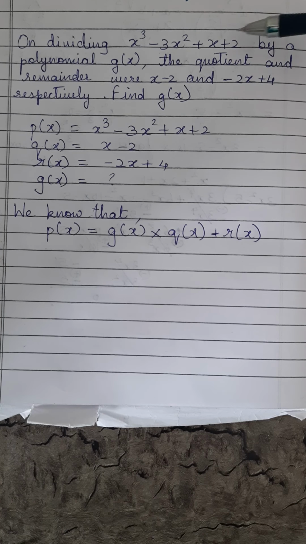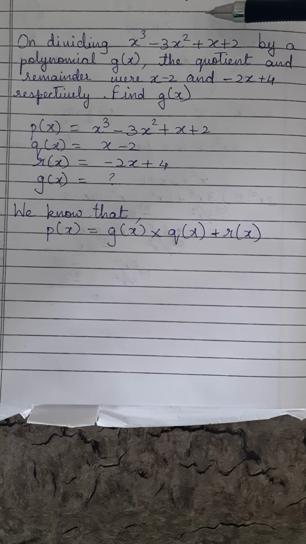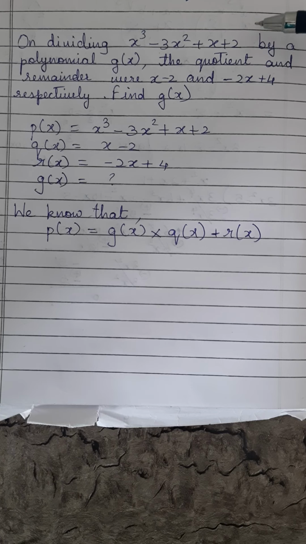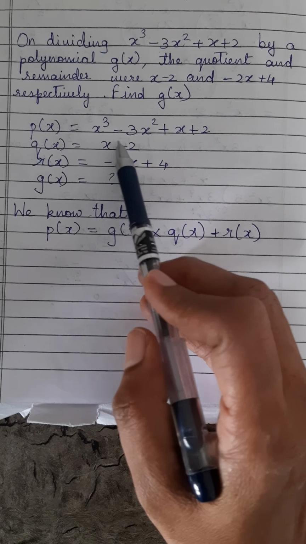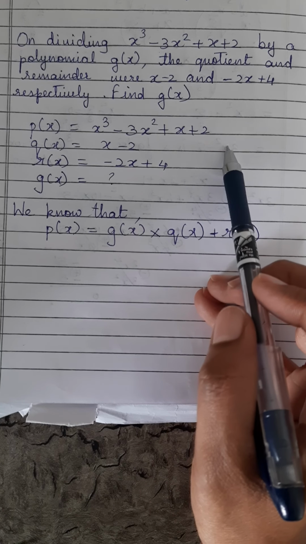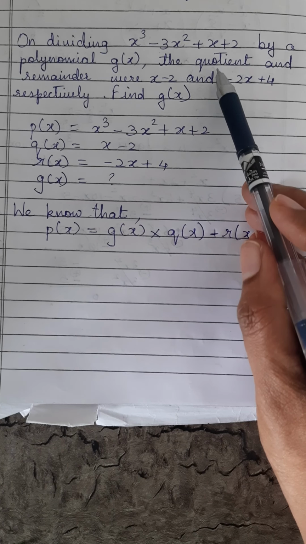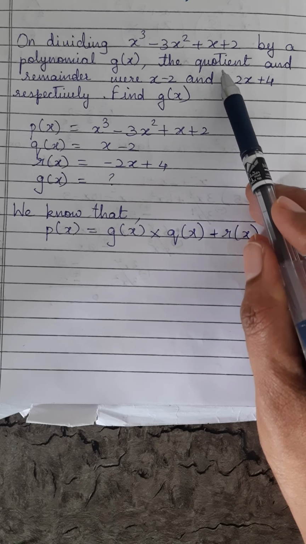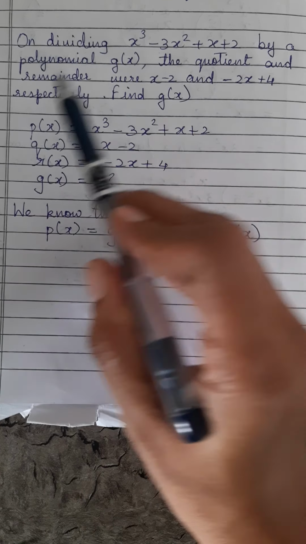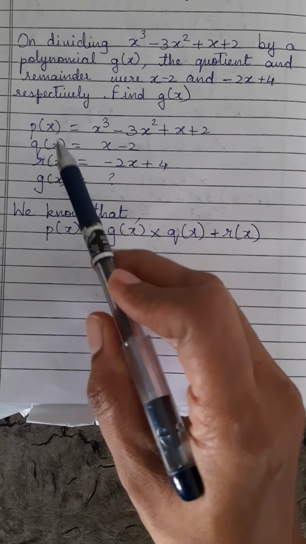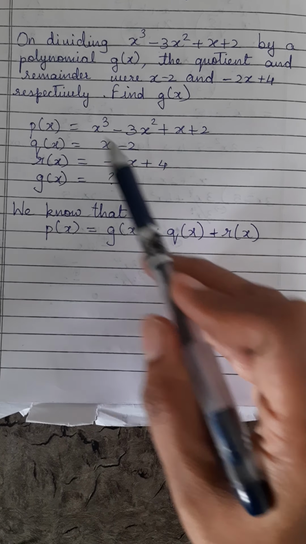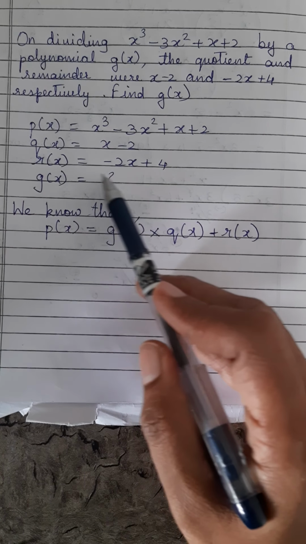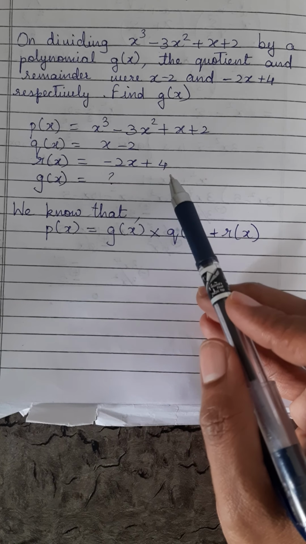Alright, so the polynomial is given. The polynomial is x cube minus 3x square plus x plus 2. Let's write that first. p of x is equal to x cube minus 3x square plus x plus 2. And what else is given? Quotient and remainder are given. Quotient q of x is equal to x minus 2. And remainder r of x is equal to minus 2x plus 4.